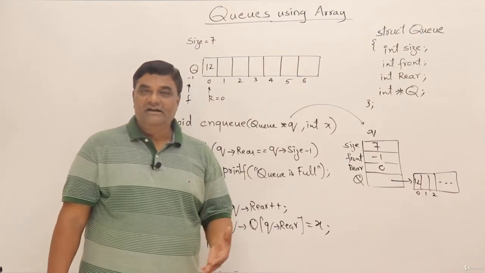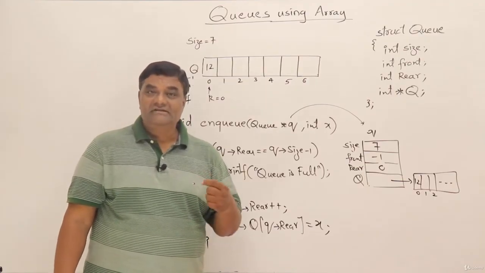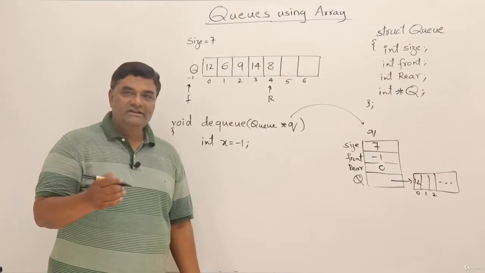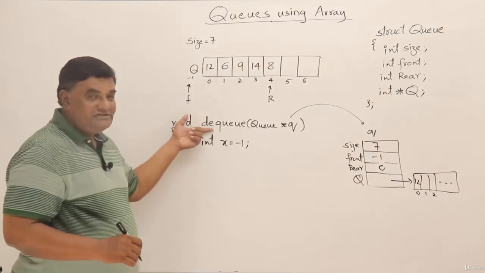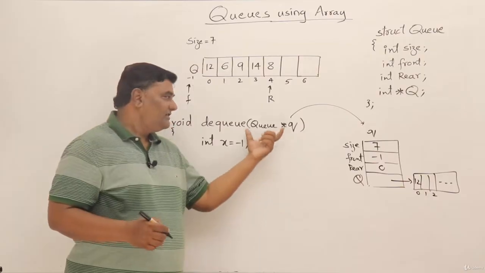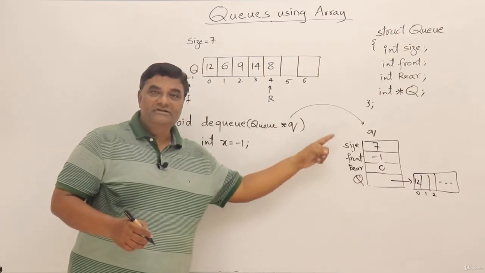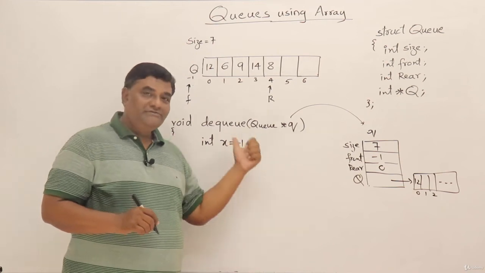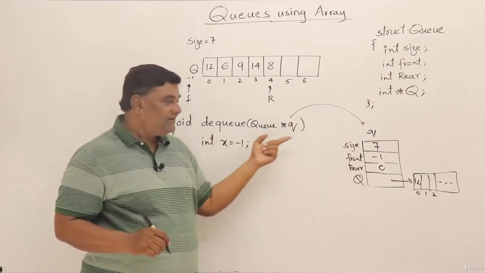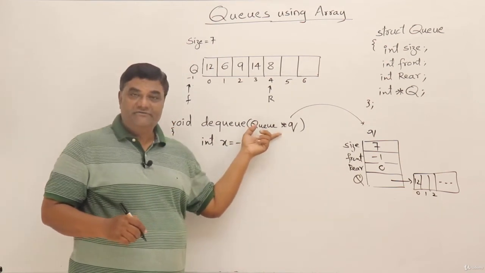Now next let us look at the DQ operation, that is the delete operation. The function name is DQ, for deletion, and it has a pointer to this variable or this object. So when you call this function, you have to pass that as a parameter, and this is called by address or reference.